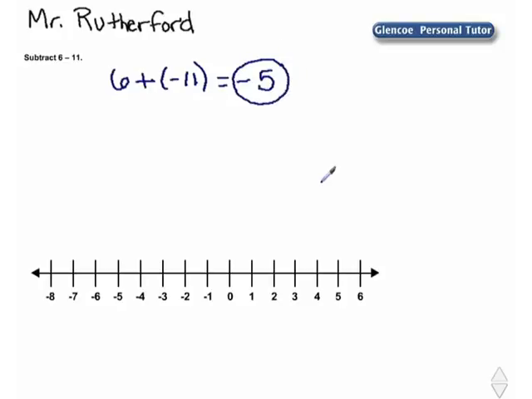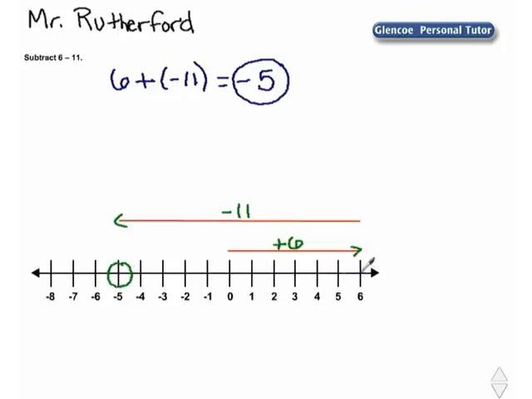One way we can illustrate this a little bit better to check our answer is using a number line. So we start at 0, and my first number is a positive 6, so I'm going to move 6 units to the right. So we'll indicate that with a plus 6. Then, from positive 6, we will move 11 units to the left, and I'll indicate that with a negative 11. Notice that we finish here at negative 5.